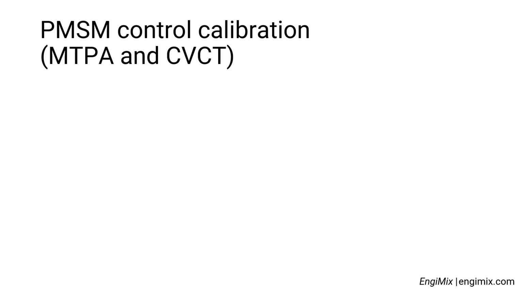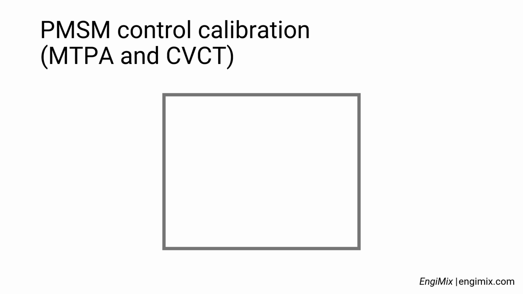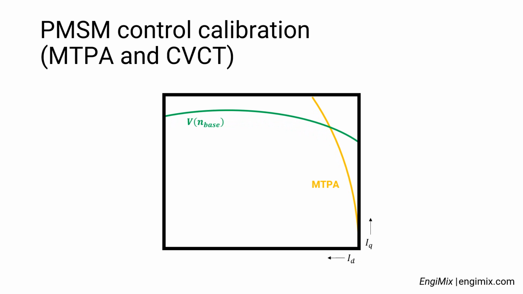In order to get an idea of how these work, let's consider a reference frame with the ID current on the x-axis and the IQ current on the y-axis. Let's consider the motor initially at 0 RPM and request a constant torque. Between 0 RPM and the so-called base speed, the ID and IQ follow the MTPA curve.